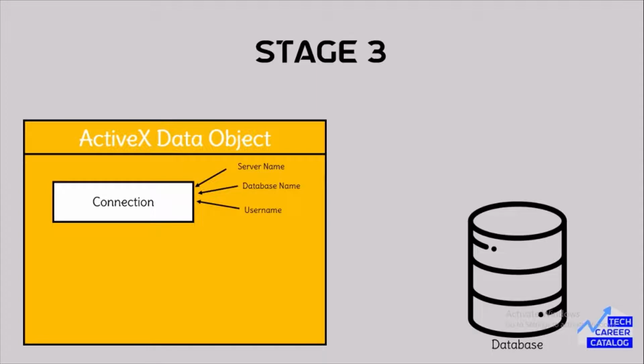Third, it will also ask you for the username. That is the authentication part. Of course, a database cannot be accessed by just anybody. So you have to give the username and also the password. These 4 things you have to give to the connection object. In return, the connection object will build the connection with the database and give you one object called the command object.